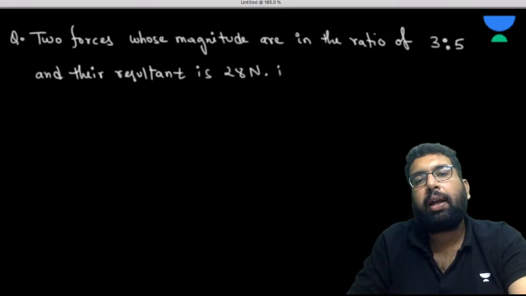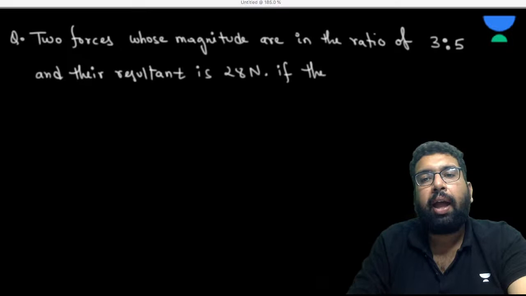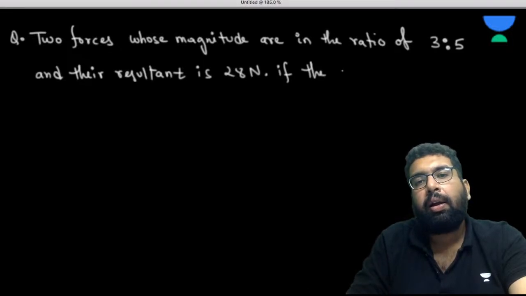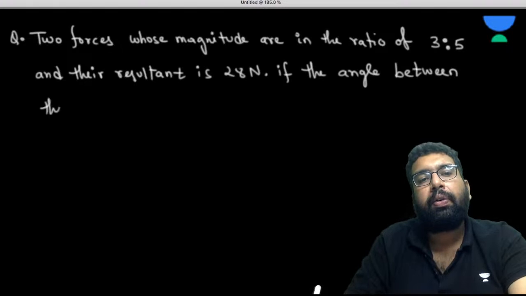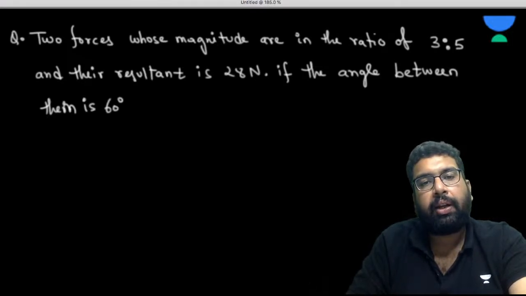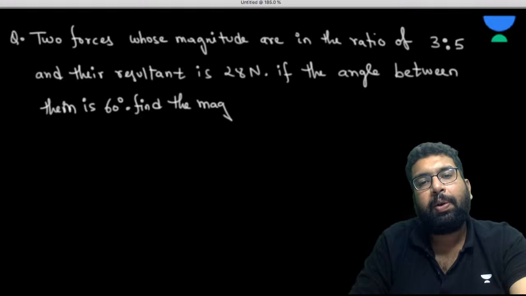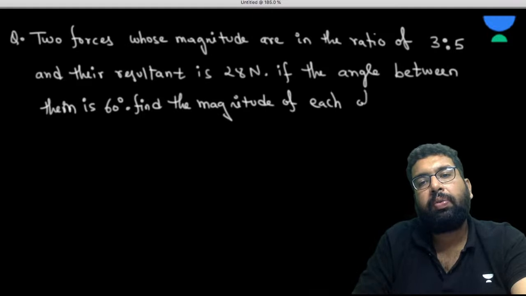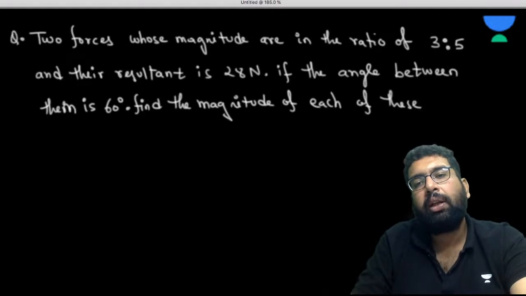So if the angle between them is 60 degree, find the magnitude of each of these forces. आपको क्या करना है? You need to find the magnitude of each of these forces.